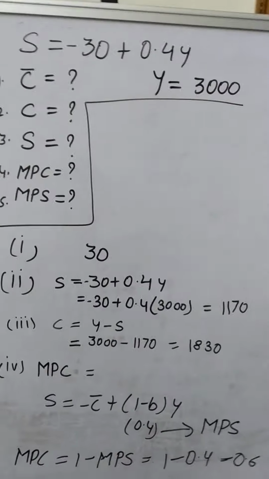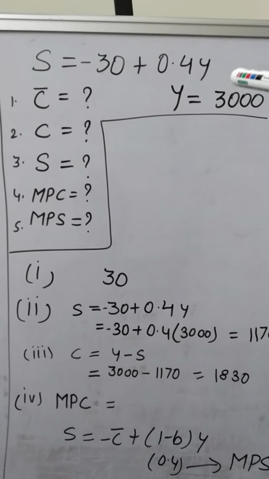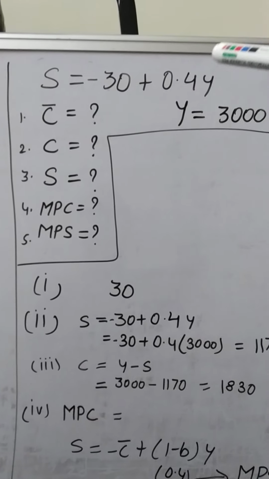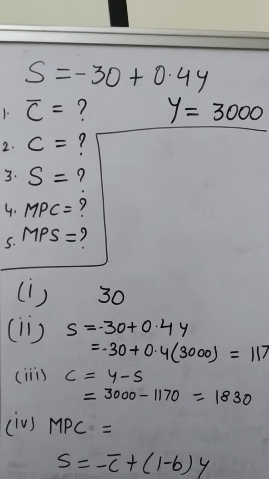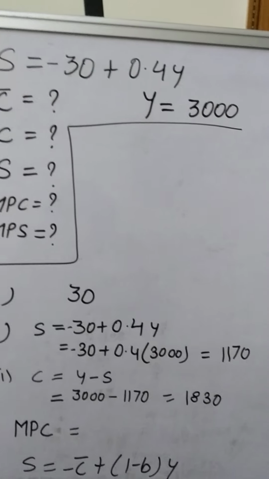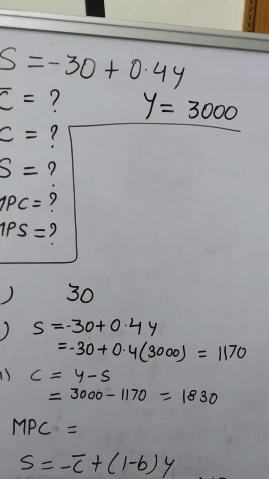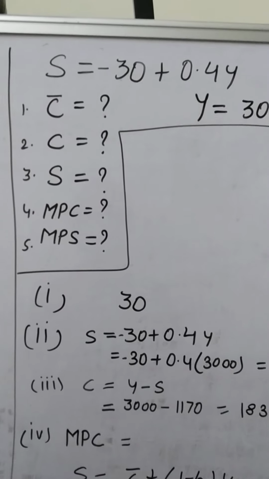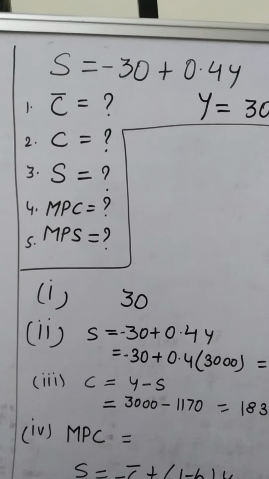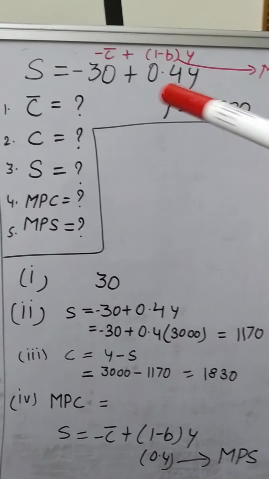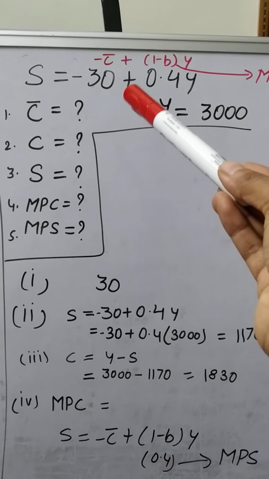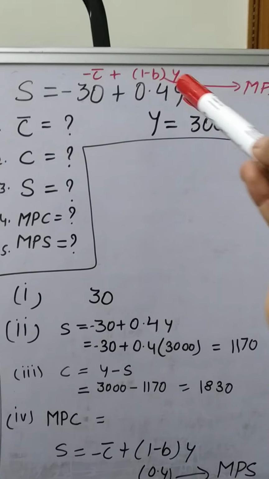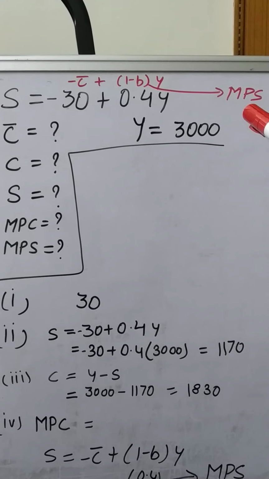Now in the next numerical, the saving function is given: saving function is minus 30 plus 0.4 Y. We know that whenever the saving function is given, the algebraic expression of saving is minus C bar plus (1 minus B) Y. I will write it again. Okay, that means the saving function is given, and the algebraic expression of saving we know: minus C bar plus (1 minus B) Y. 1 minus B we know stands as MPS.